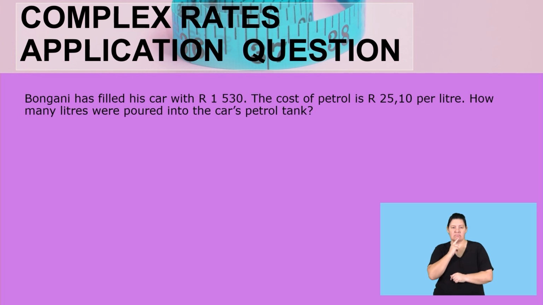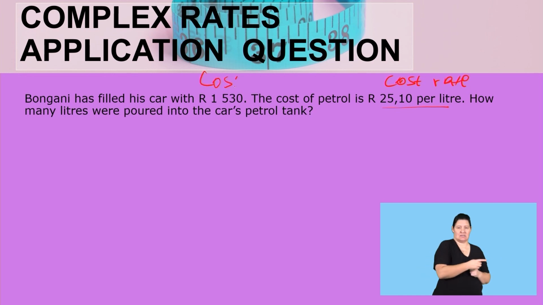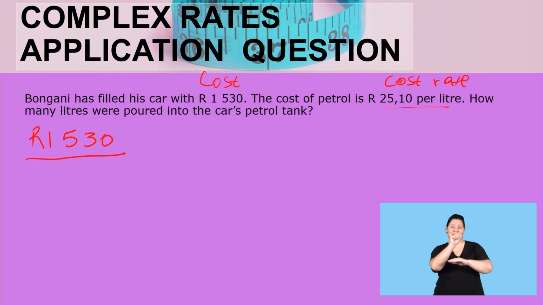Bongani has filled his car with 1,530. The cost of petrol is 25 rand 10 cents per liter. This is the cost rate, and this is the cost. So now, how many liters were poured into the car's petrol tank? So now, to calculate how many liters were poured, we take the cost 1,530. We divide this by the cost rate, which is 25 rand 10 cents per liter.